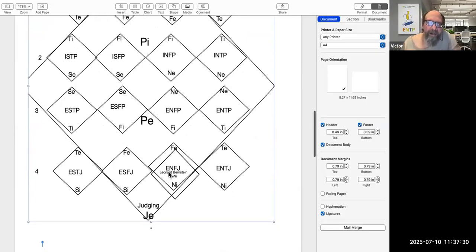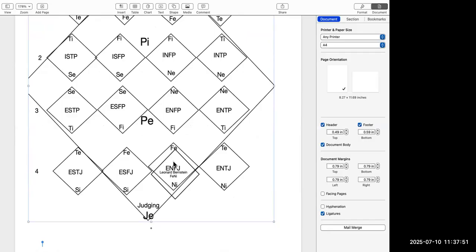Like I said, this is the most basic. We're simply learning to relate the function attitude to the Myers Briggs type, and back and forth.